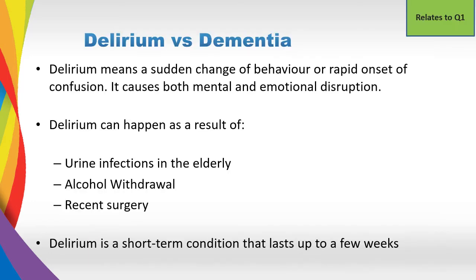Delirium and dementia. Delirium means a sudden change of behaviour or rapid onset of confusion, and it causes both mental and emotional disruption for the service user. Delirium can happen as a result of a urine infection, alcohol withdrawal, or recent surgery. The thing with delirium is it is very short term and it only lasts for a few weeks. I've witnessed delirium, and it is very hard to understand delirium until you've seen it yourself.